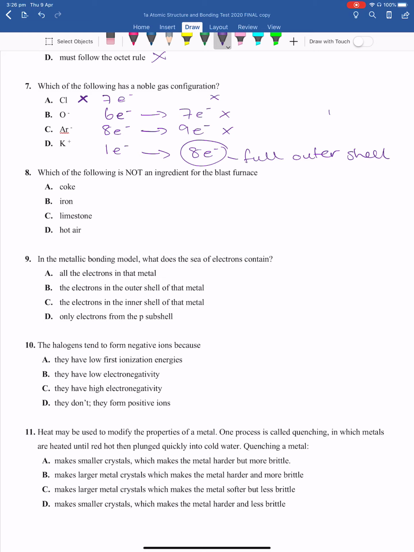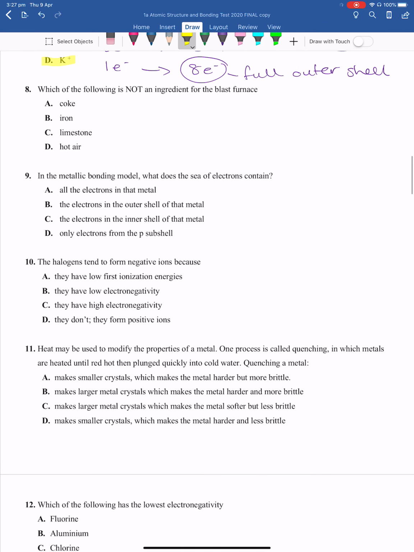So what that would look like, here is K, 1 shell, 2 shells, 3 shells. Here is your 4th shell, there is the electron in it. So that's the fact that K has an atomic number of 19. If you lose one electron, this is going to go away, and what you're going to end up with is an outer shell that's complete. Therefore, you've got your noble gas configuration. So that's why it is D here.